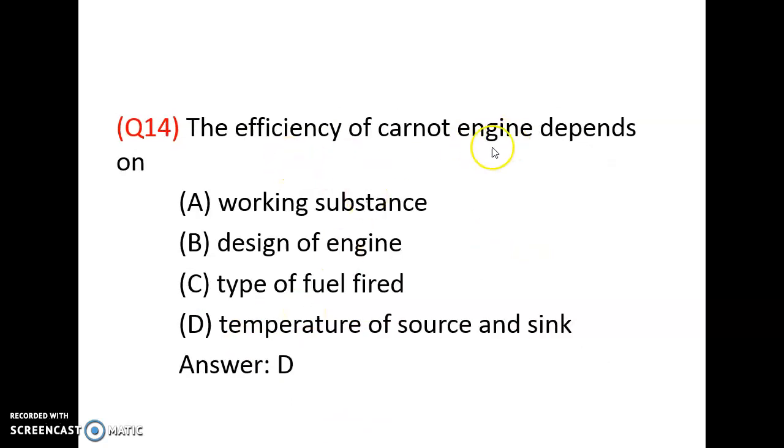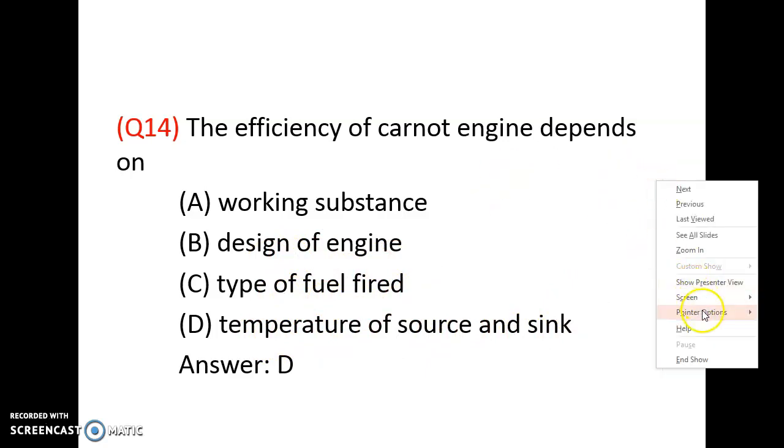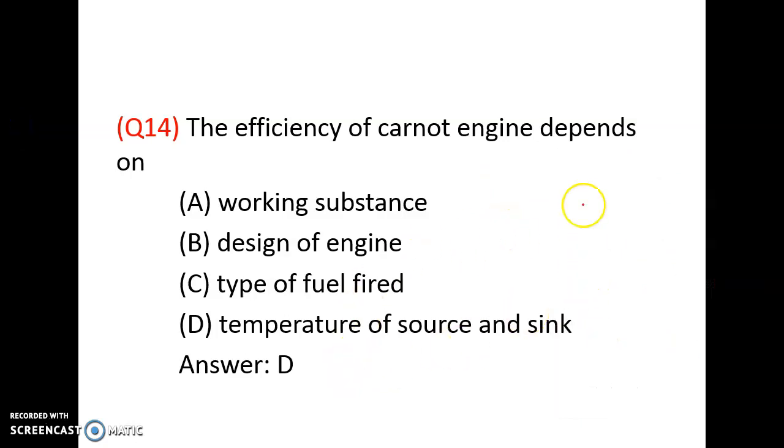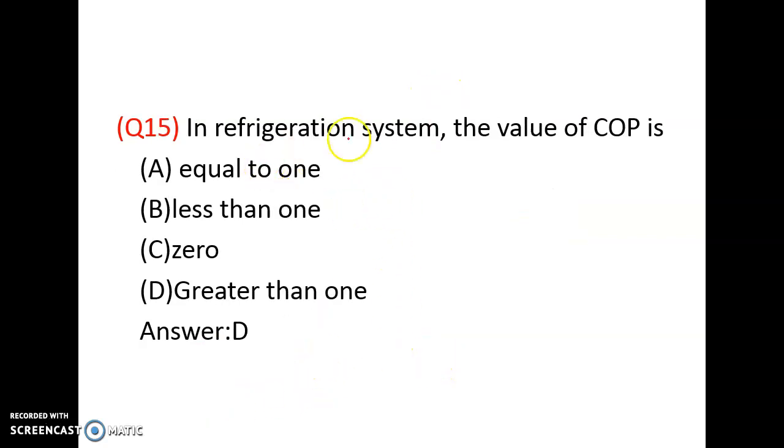The efficiency of a Carnot heat engine depends on working substance, design of engine, type of fuel fired, temperature of source and sink. The efficiency of a Carnot heat engine depends on the temperature of source and sink, because efficiency equals 1 minus T2 by T1. So it depends upon the temperature of source and the temperature of sink T2. In a refrigerator system, the value of COP is equal to 1, less than 1, 0, or greater than 1? It is always greater than 1.